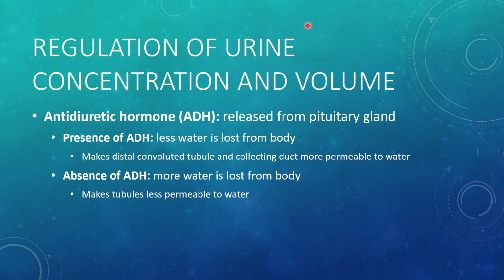ADH, antidiuretic hormone, is a hormone released from the pituitary gland. The pituitary gland, if you remember, is the master gland of the endocrine system. When ADH is released into the bloodstream in higher levels, the presence of ADH equals less water lost from the body. This makes the distal convoluted tubule and collecting ducts more permeable to water, so more water is going to move back out of the tubules into the bloodstream. The absence of ADH makes those tubules less permeable, and that equals more water lost from the body.